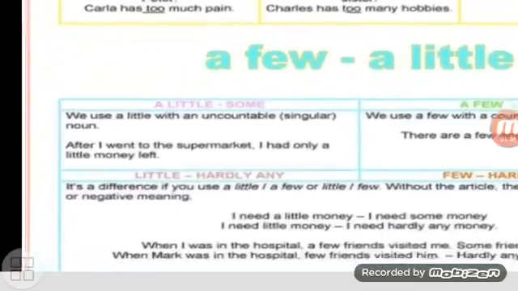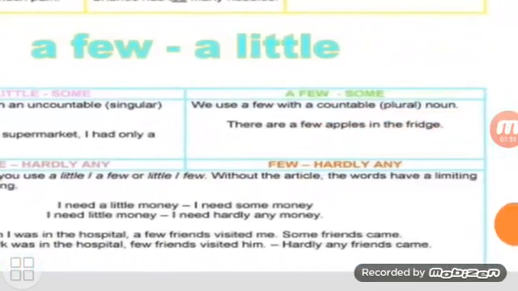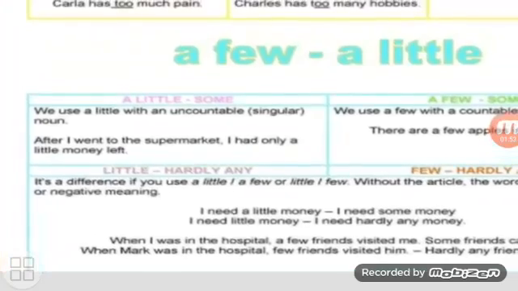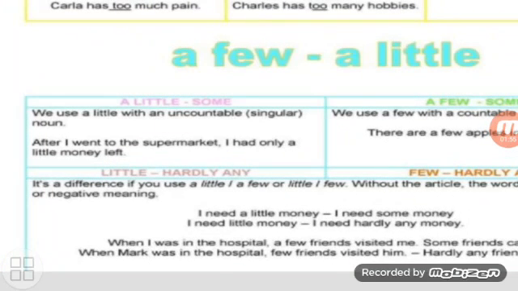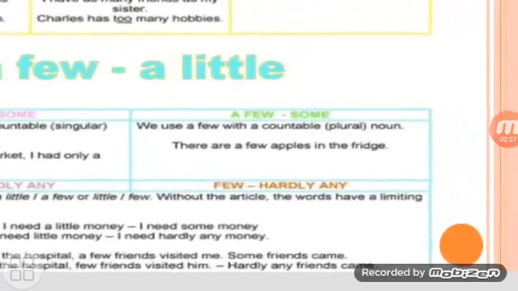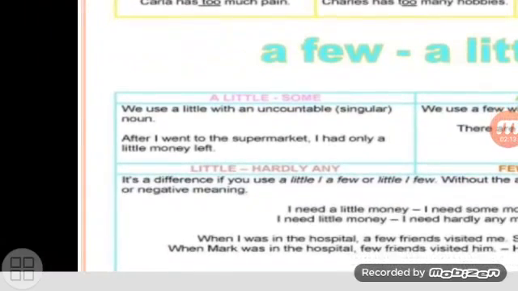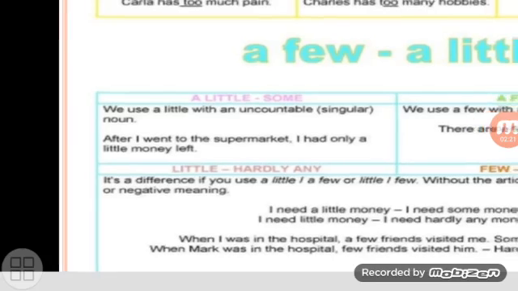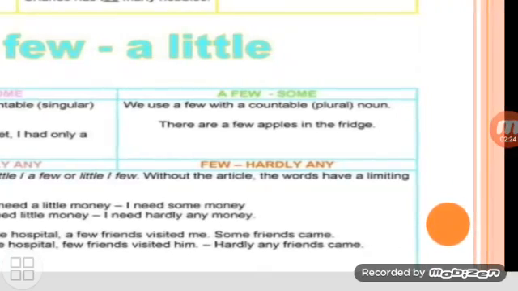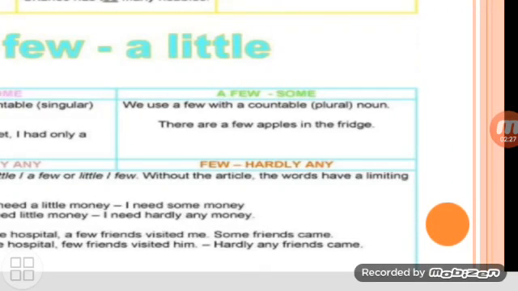Now let's go on with a few and a little. A little or a few means the same as some, but we use a little with an uncountable singular noun. We use a few with a countable noun. For example, after I went to the supermarket, I had only a little money left. There are a few apples in the fridge.